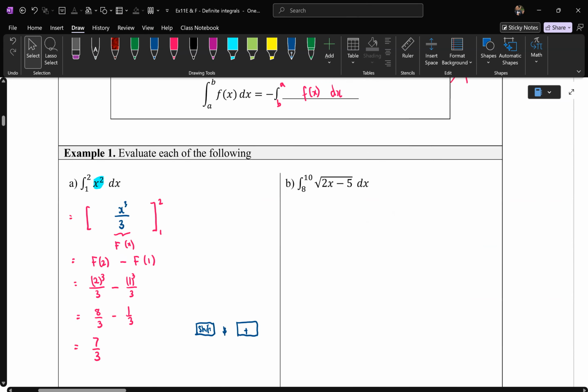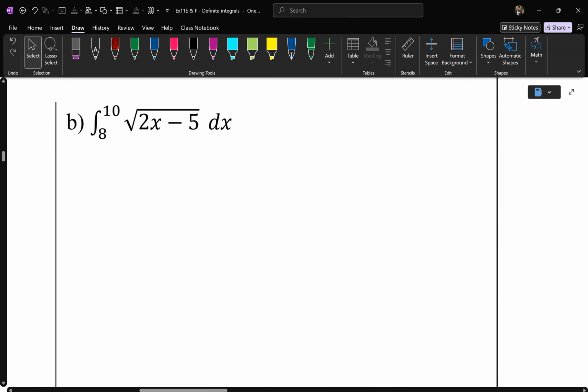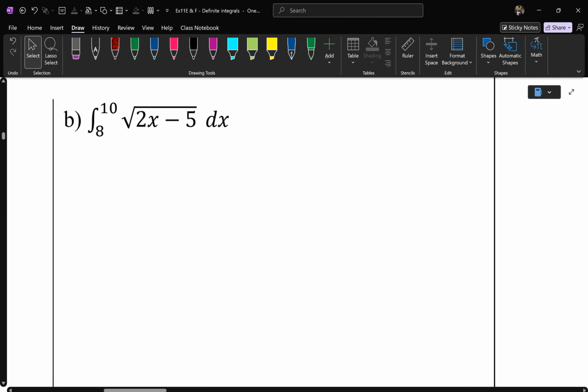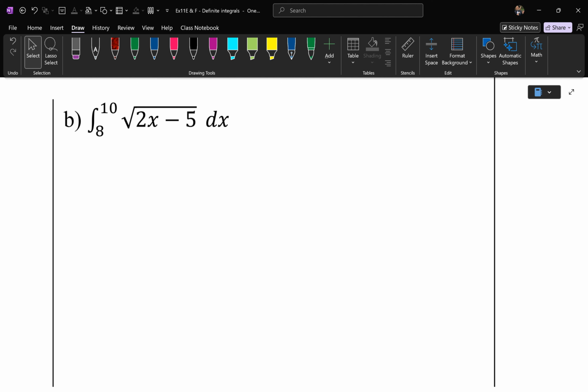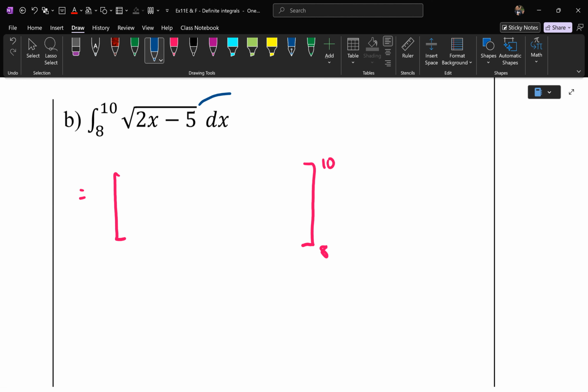Let's do another example. Example 2. Same idea, same skills as last week. You've got to find the antiderivative of this first before you apply the interval. So here we go. Same thing. Square brackets. It's between 8 to 10. Who wants to have a go? Square root of 2x minus 5 is the same thing as saying 2x minus 5 to the power of half. Anyone remember the rules for this one? What's the antiderivative of this one?